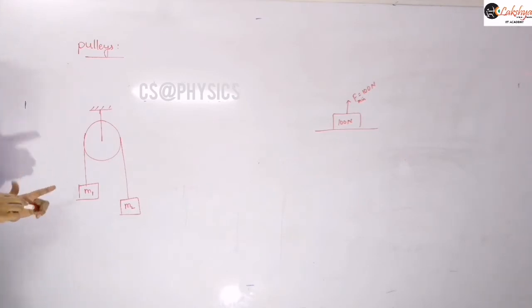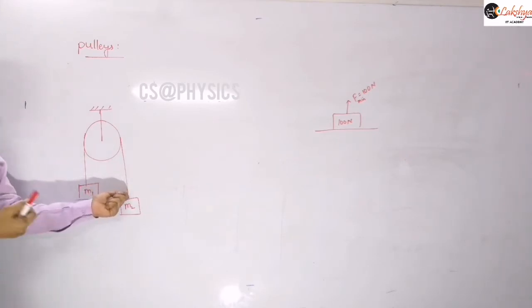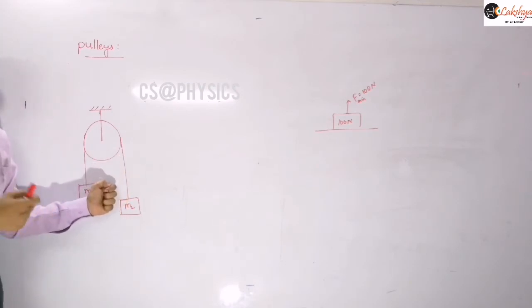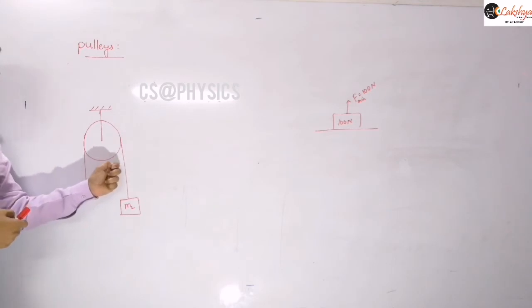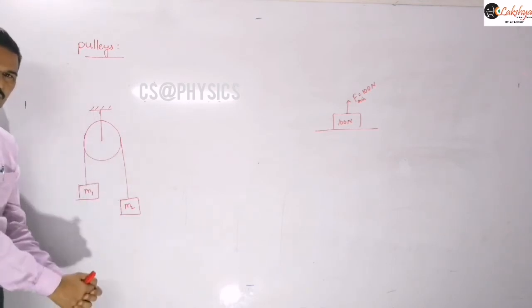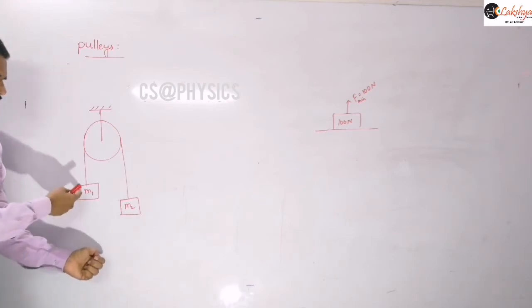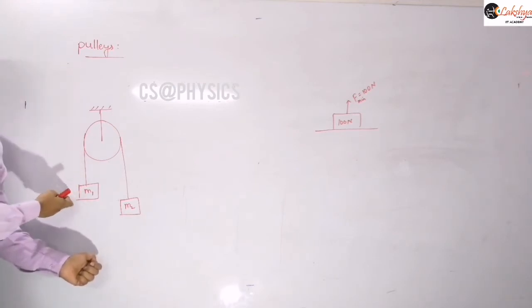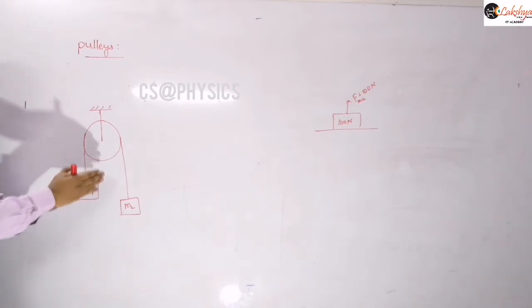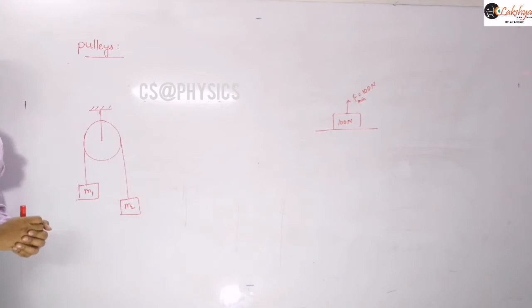So that means here if you are pulling this side, let us assume instead of M2 block, I am holding this end with the hand. Then if I am pulling this rope in downward direction, the force acting on this M1 will be in upward direction. So this pulley is now changing the direction of the force here.